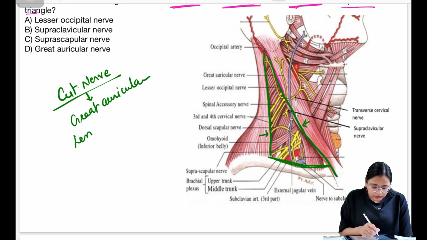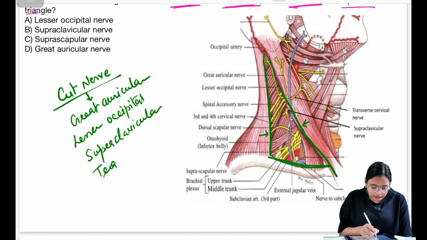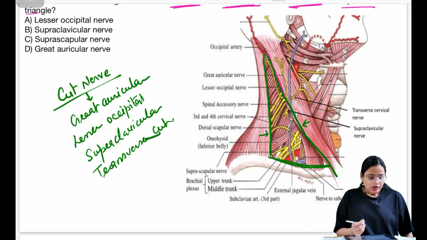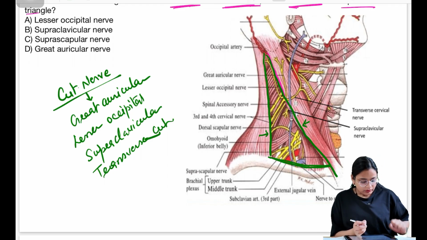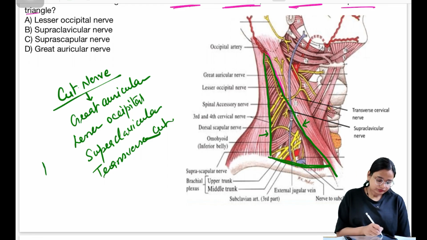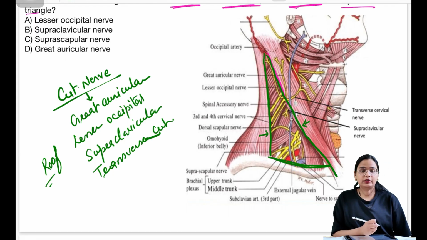All those cutaneous nerves which form the roof of the posterior triangle are the great auricular nerve, lesser occipital nerve, supraclavicular nerve, and transverse cervical nerve. So all these form the roof of the posterior triangle.